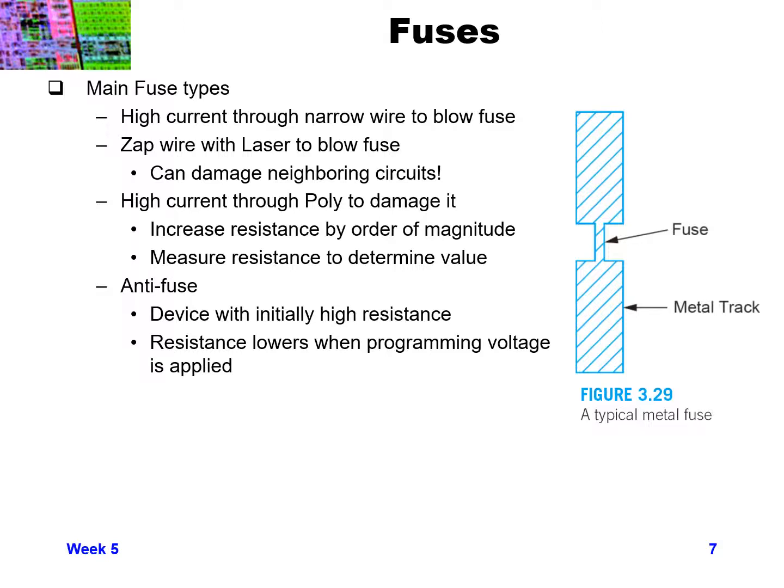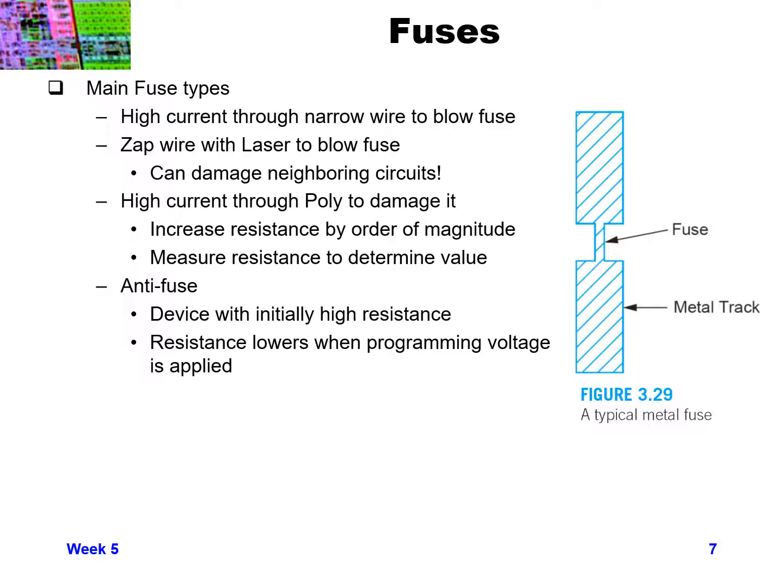Another thing is, if you're not using metal, if you're using poly as your fuse, if you pass high current through it, instead of blowing the fuse, you're damaging the poly and increasing the resistance, for example by an order of magnitude. Later on you can measure the resistance value to determine whether it's a high resistance or a lower resistance, in order to determine whether it's quote-unquote a 1 or a 0.